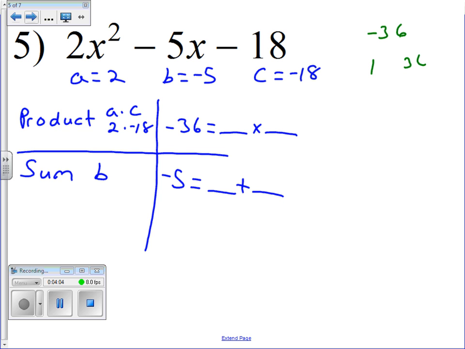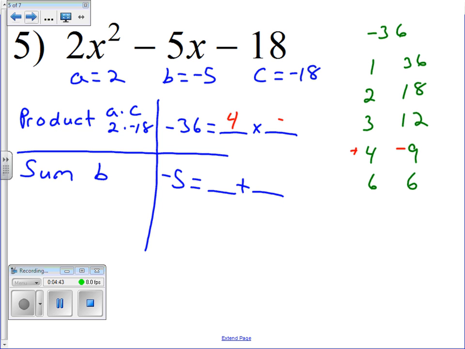1, 36, 2, 18, 3, 12, 4, 9, 6, and 6. So which two can I choose that will give me a negative 5? If I make one positive, one negative. So if I make negative 9, positive 4, I will get a negative 5. If I multiply them, I'll get negative 36.